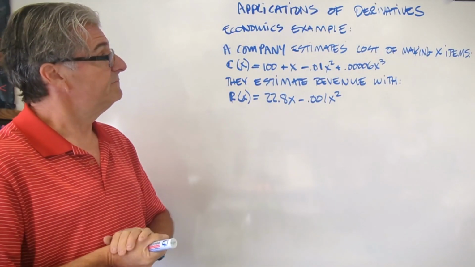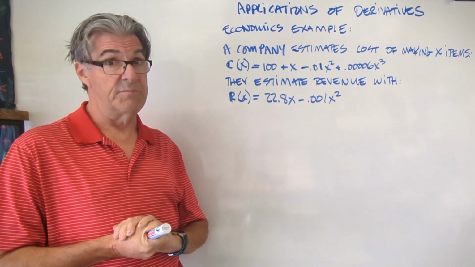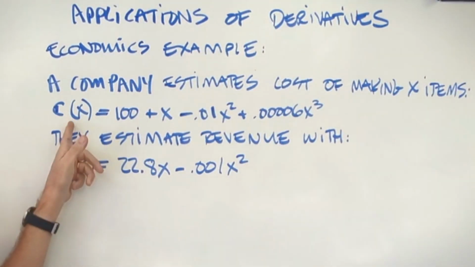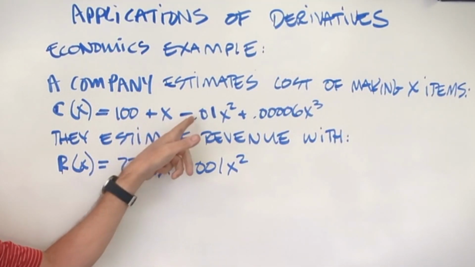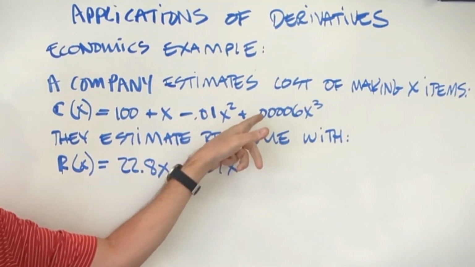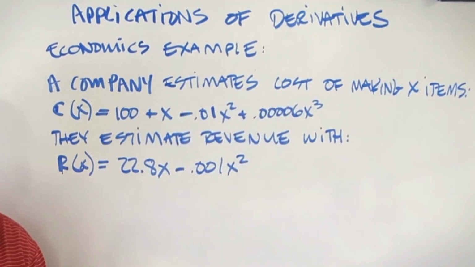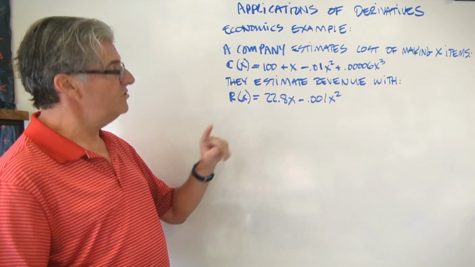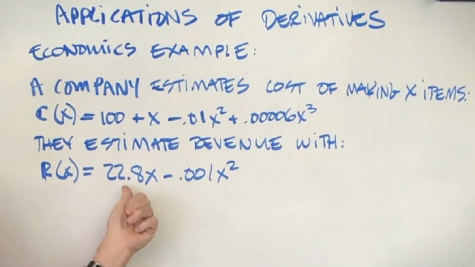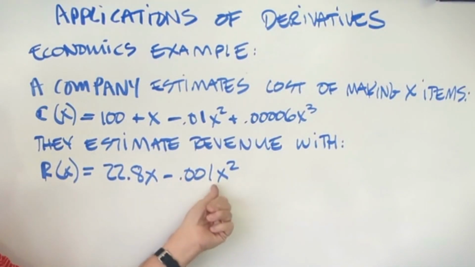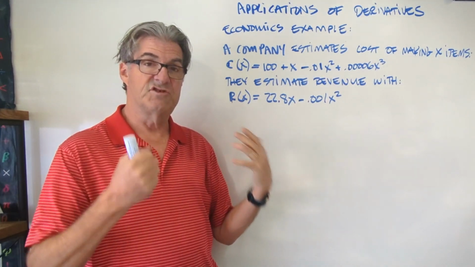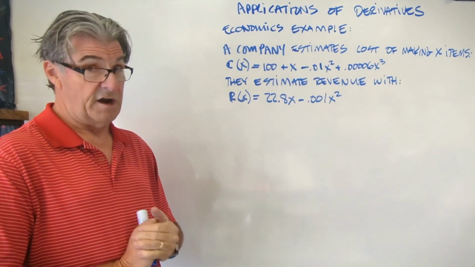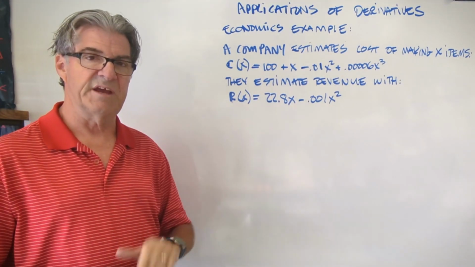We have this company and they estimate the cost for making X number of items with this function, 100 plus X minus 0.01X squared plus 0.00006X to the third. So that's our cost function. Their estimate of their revenue comes from the revenue function, 22.8x minus 0.001x squared. So now we have two functions and we can figure out our profit function if we need to, but we're going to do something else first.